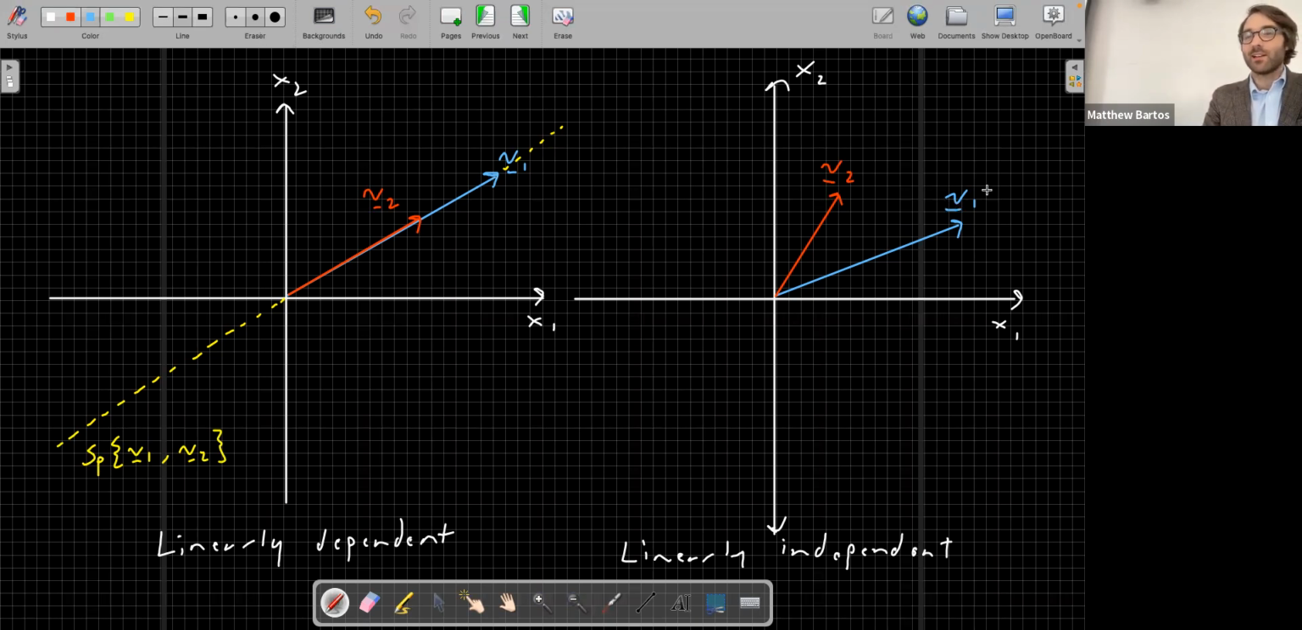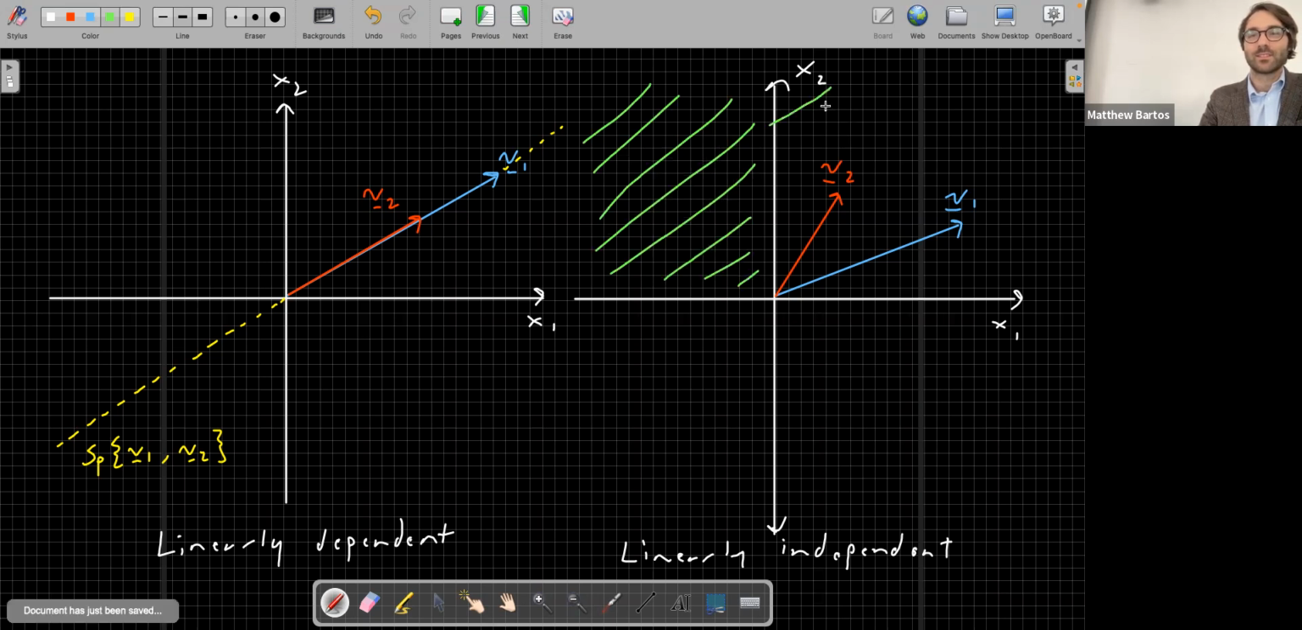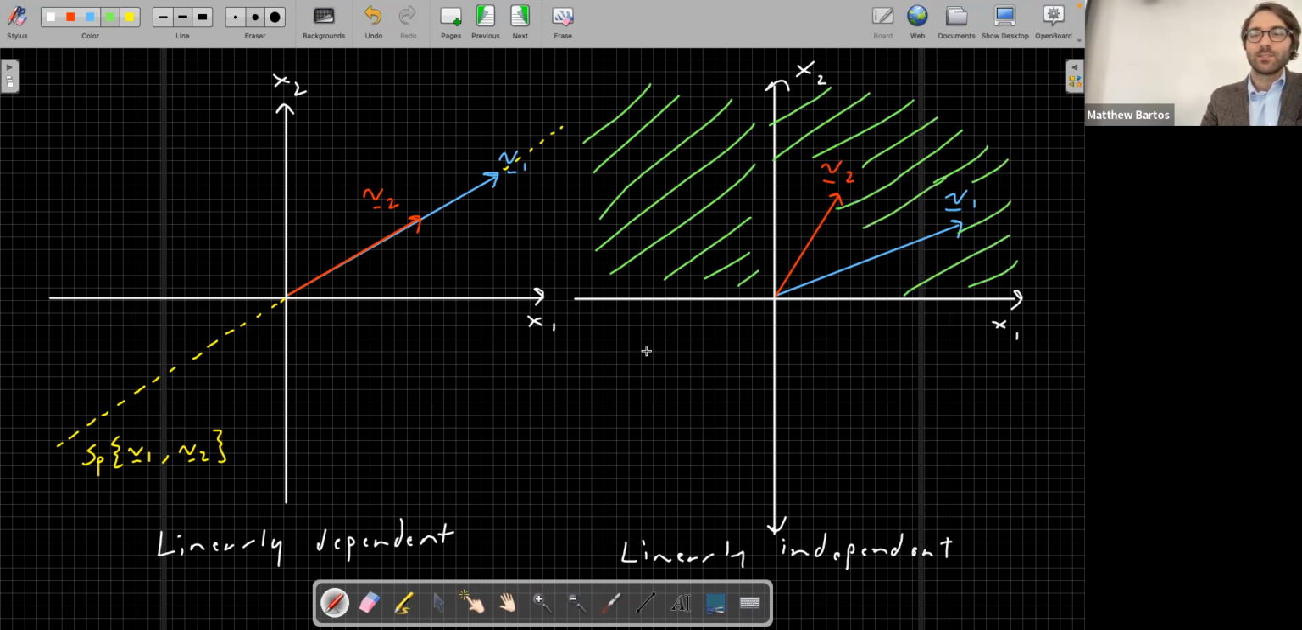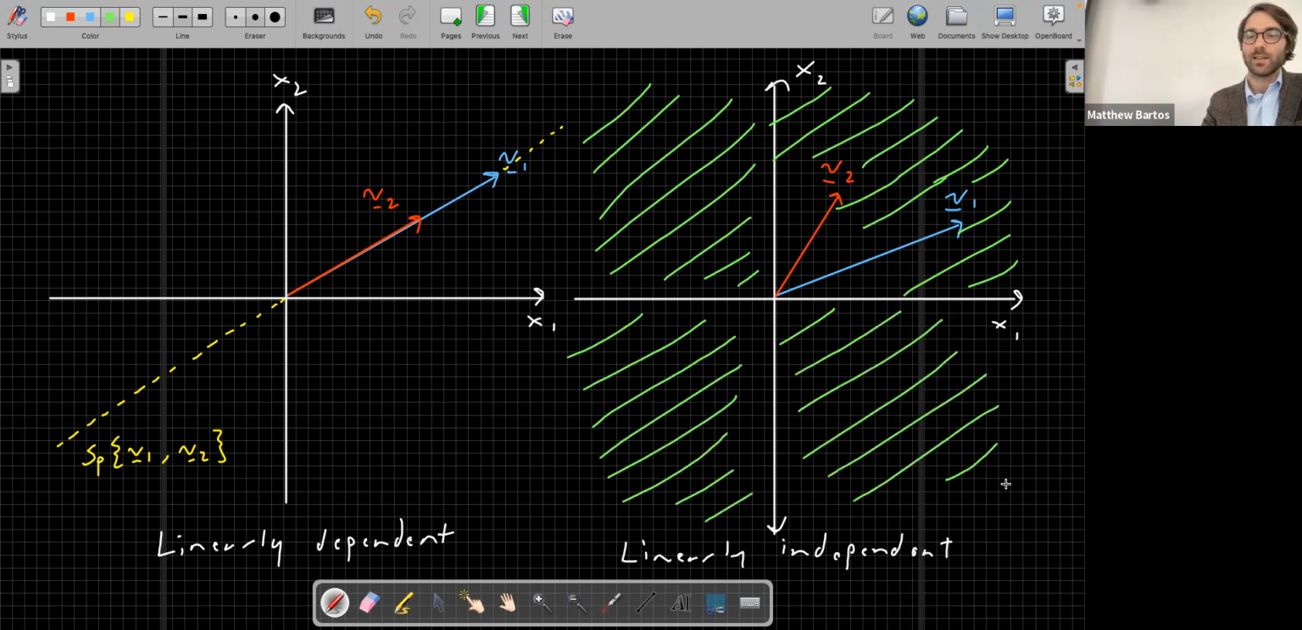So the span of V1 and V2 here is all of R2. Why is that? Right, we can take these vectors V1 and V2. If we scale them, we can reach any point in the plane by adding them together. So for instance, if you took V2 here and you scaled V1 and added it to V2, you might end up somewhere over here.